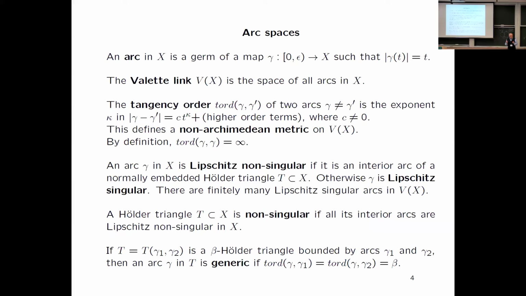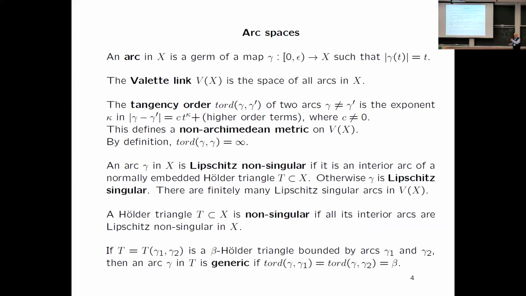Again, other than singular arcs, you cannot find anything which is invariant, outer Lipschitz invariant. So instead, what we are going to do is to replace our two-dimensional germ by an infinite-dimensional set of arcs in this germ, which is called the Valette link, following Guillaume Valette. And it is the space of all arcs.